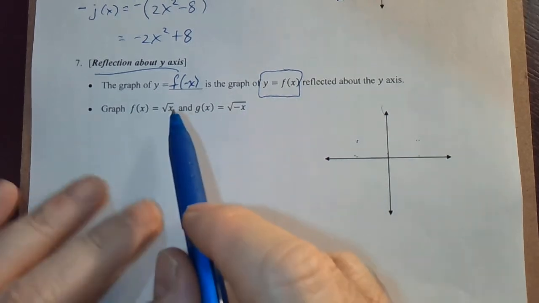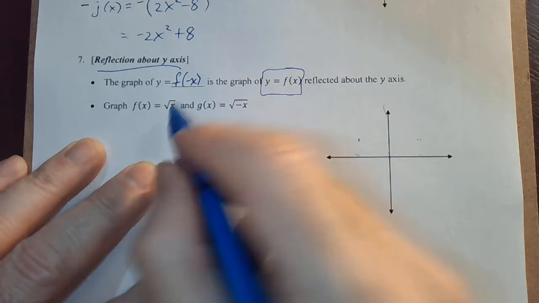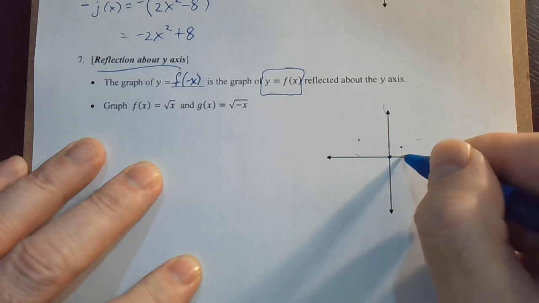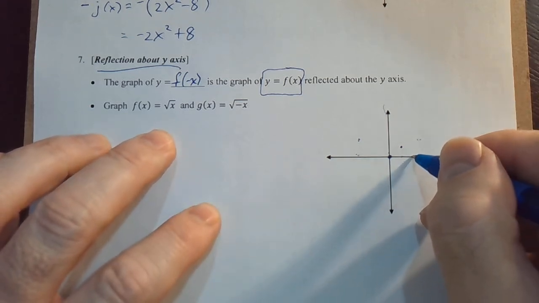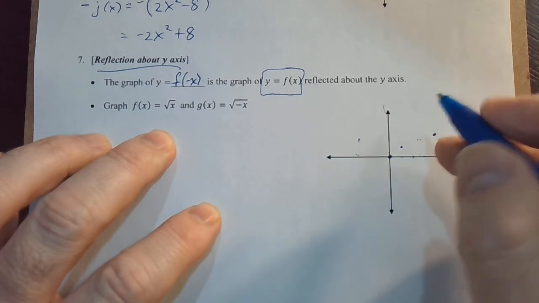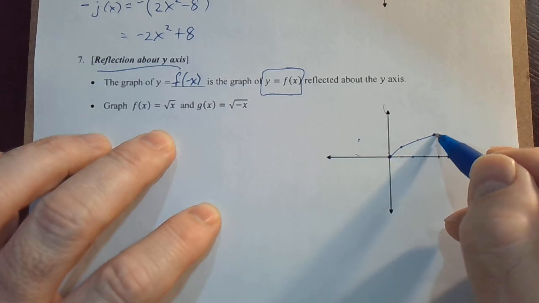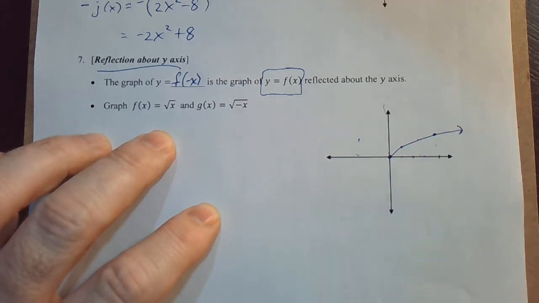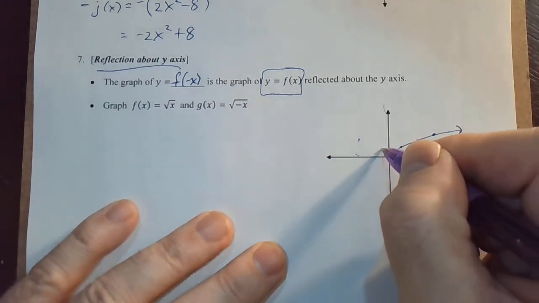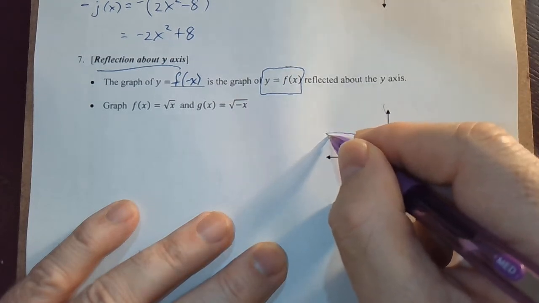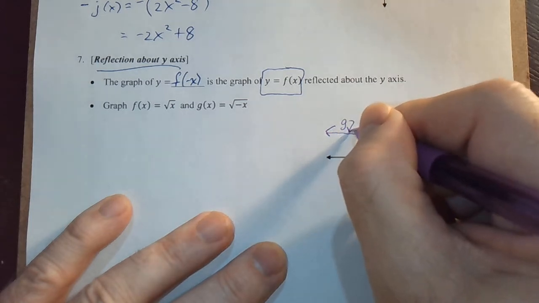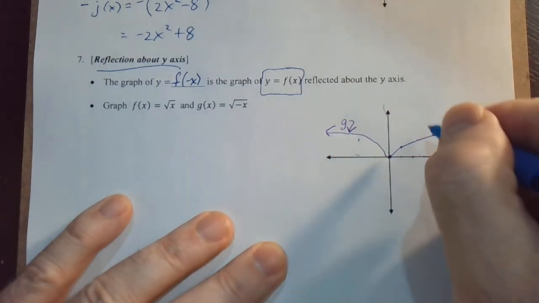Okay, so we know what f of x equals radical x looks like. 0, 0, 1, 1. Radical x, I'm going to go out to 2, 3, 4. The square root of 4 is 2. So it looks something like this. Well, just do a mirror image of it over here, like that. So this is g of x, and this is f of x.